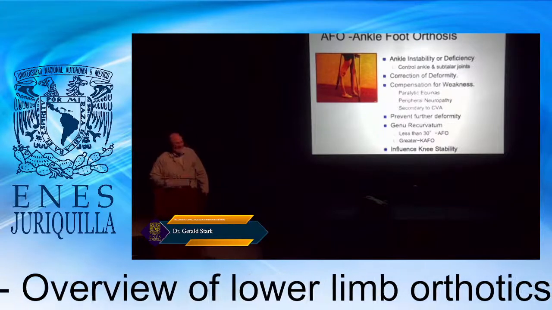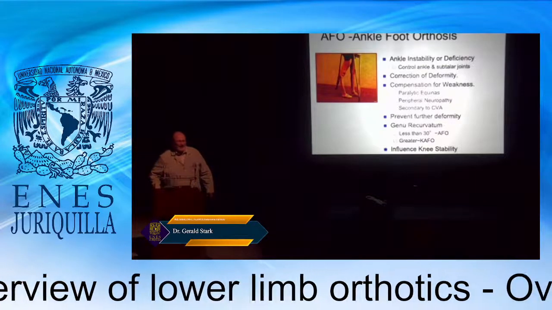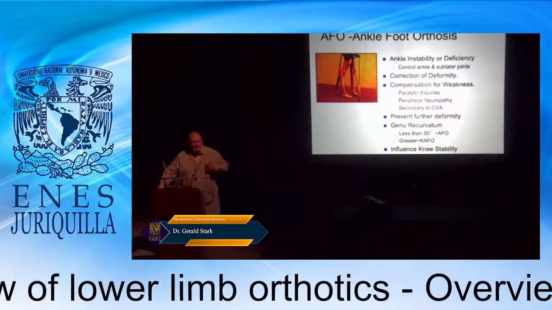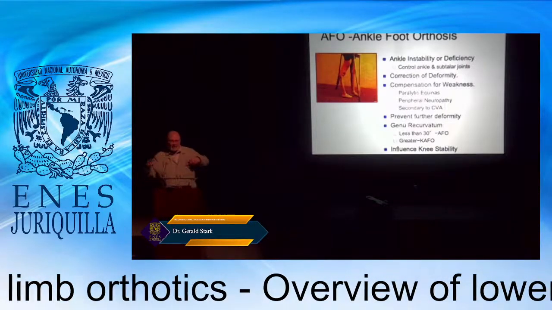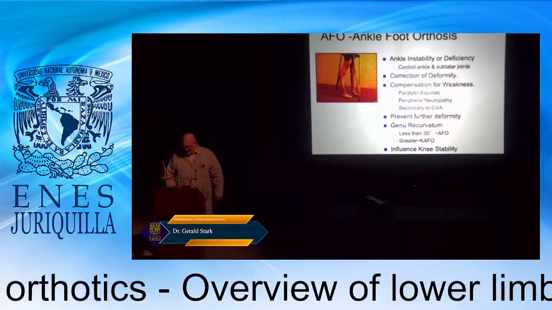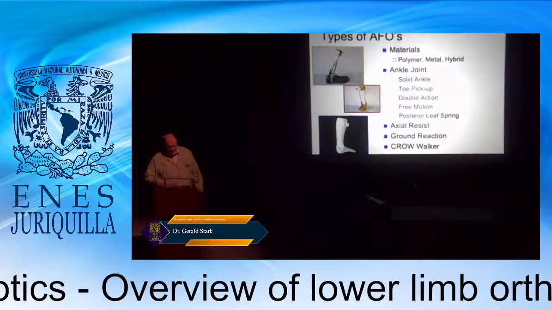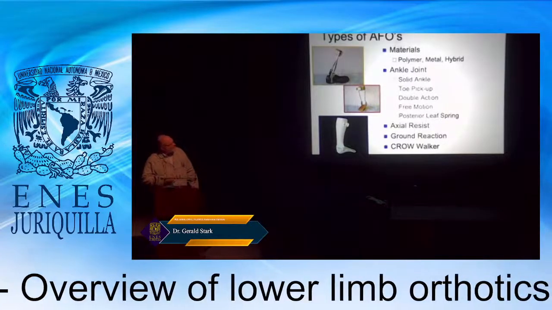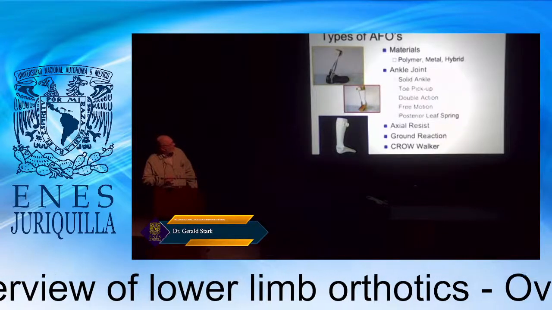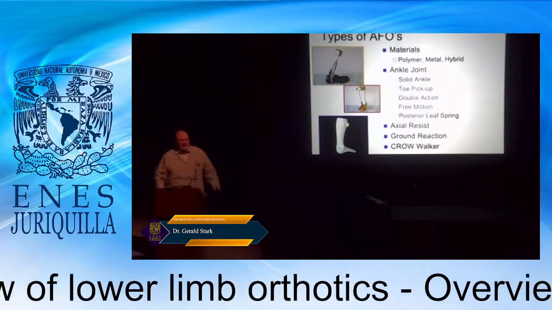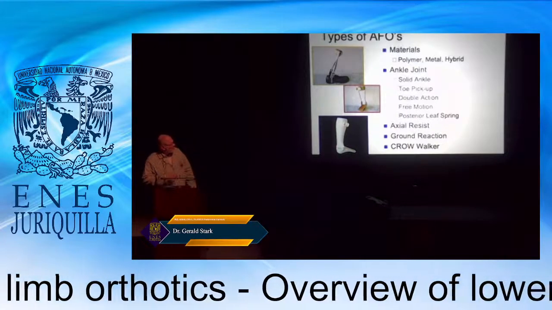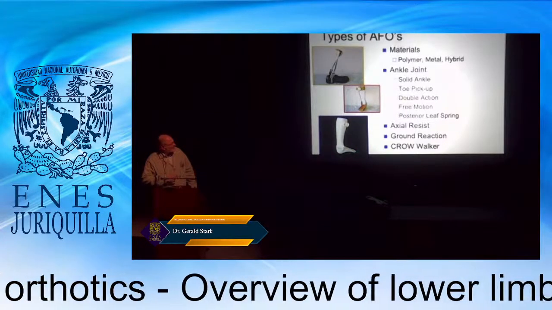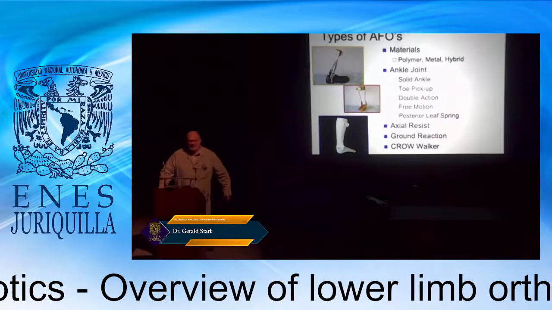They would rather have this where they know their knee is locked because they have proprioception. They have paralysis, but they still know where their knee is placed in space. So the types of AFOs that we can use: metal, polymer, or a hybrid. Now, the thing about metal is certainly it does not look very good, and plastic looks a lot better, but metal has certain advantages too.